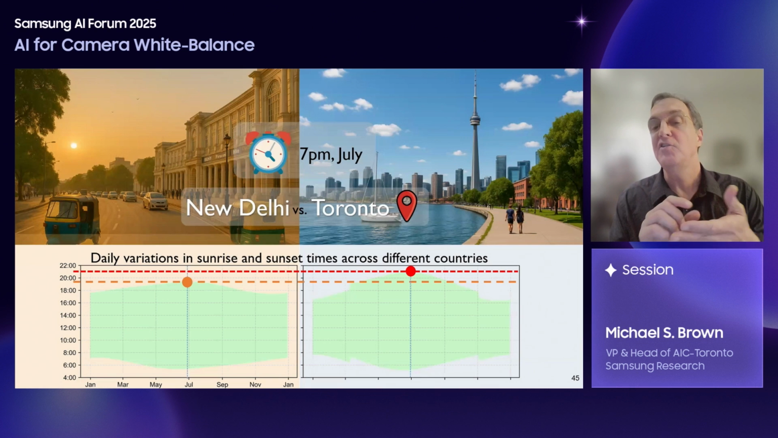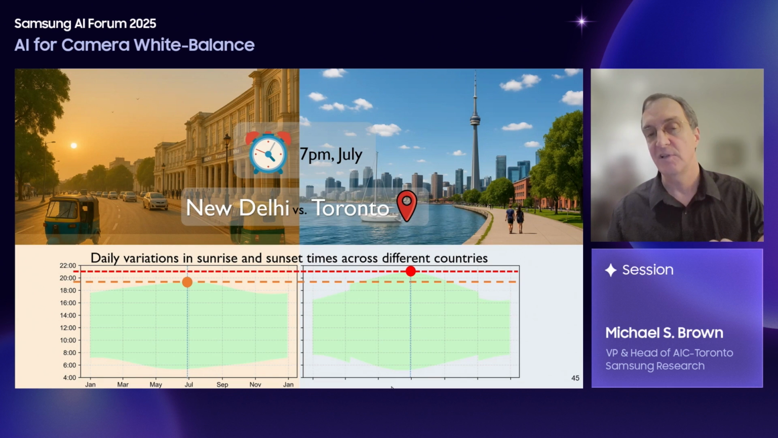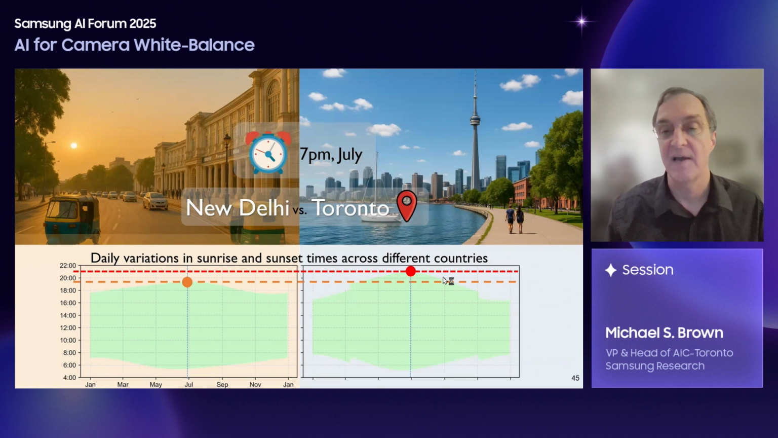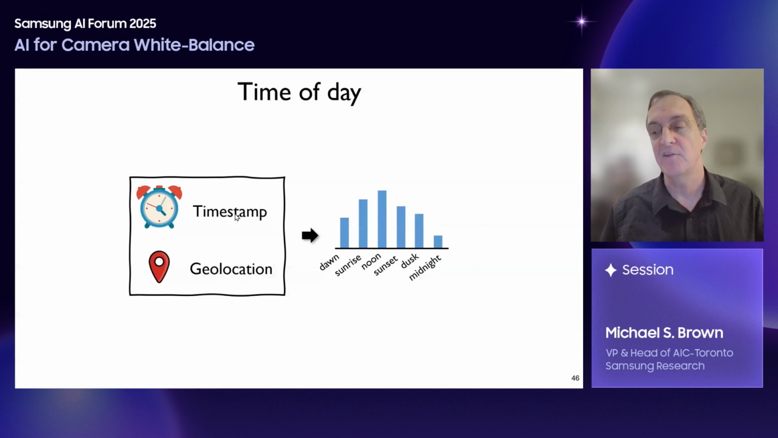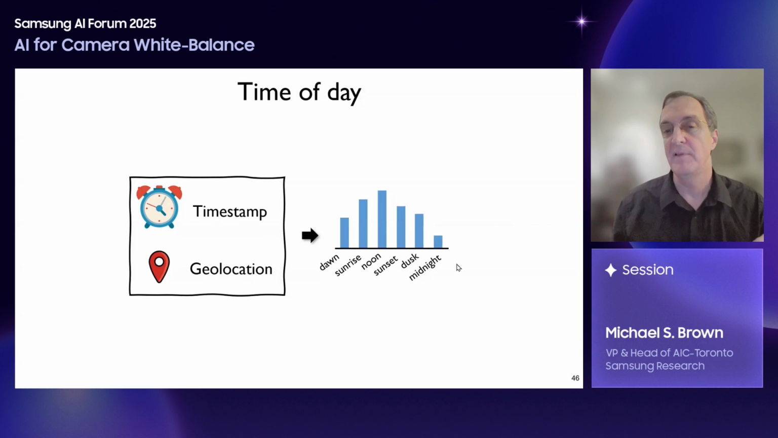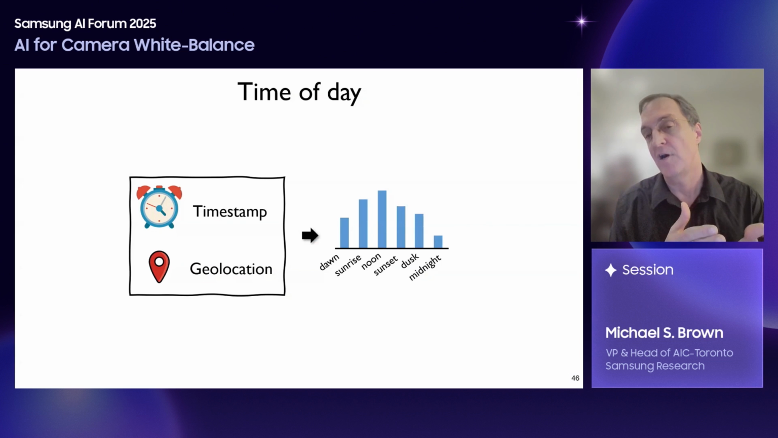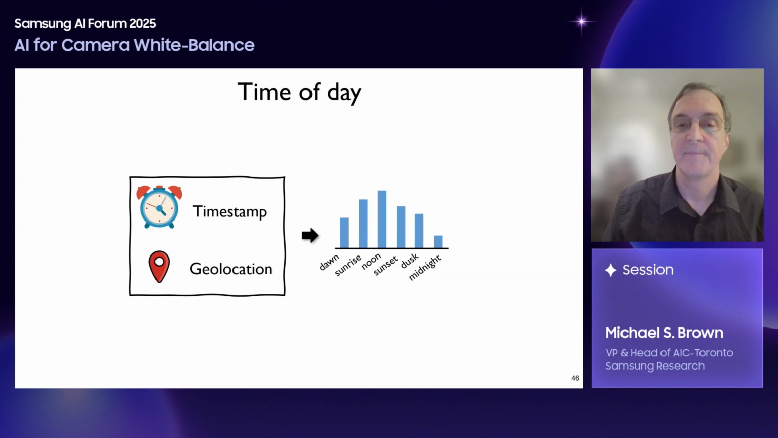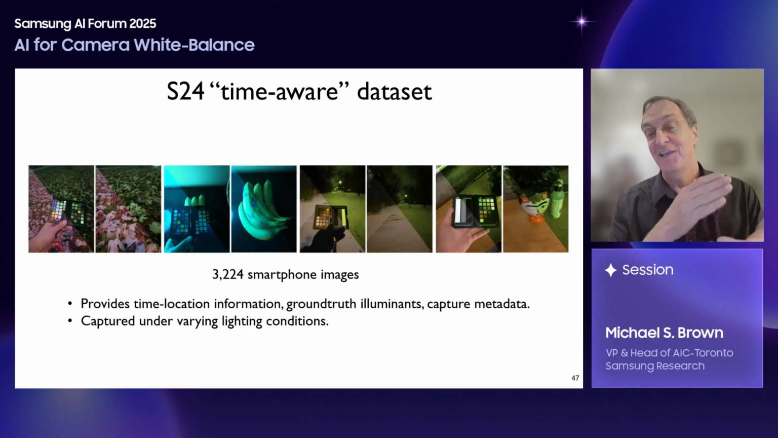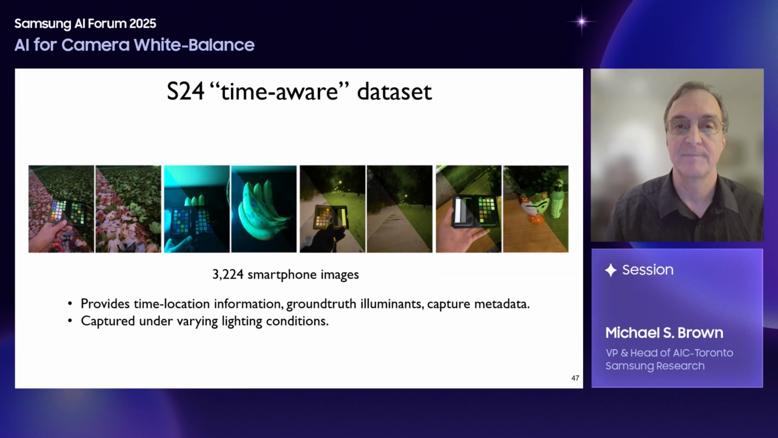So it's not just the clock time, it's also related to your location. So at 7 p.m. in July, if I'm in New Delhi versus Toronto, I'm going to have a different sun profile. So maybe one's going to be dusk and the other is still going to be the sun's high in the sky. So what we do is we take not just the clock time, we take the geolocation and we convert that into a probability of the type of condition, dawn, sunrise, and so on. And we had to capture a new data set that has this time and geolocation.